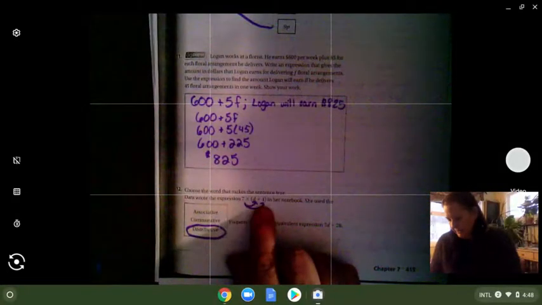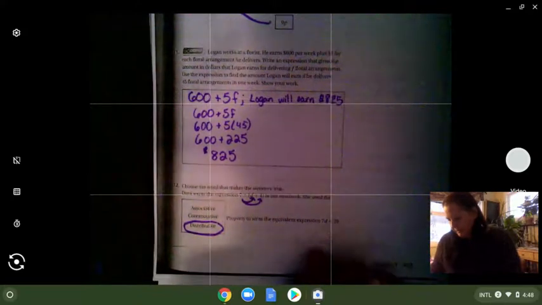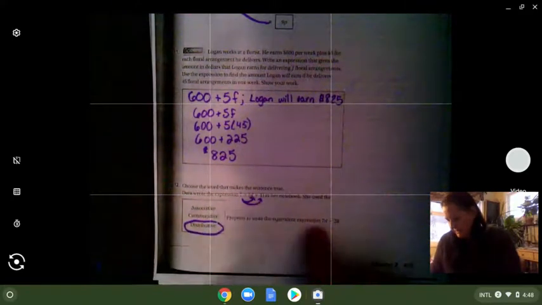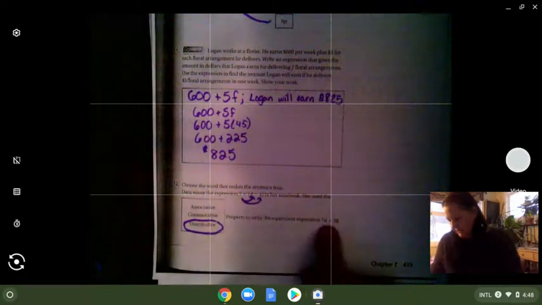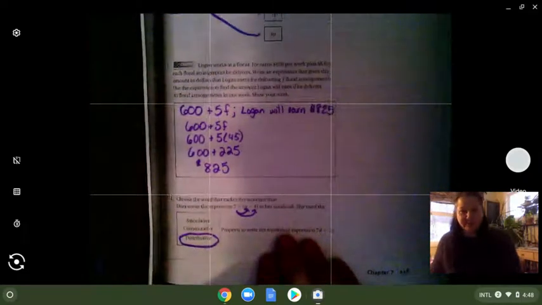Number 12, we're using the distributive property. Now 7 is out front of the parentheses. So we would get 7 times D, 7D. 7 times 4 is 28. So we'd plus the 28. That's the distributive property. All right, number 13.